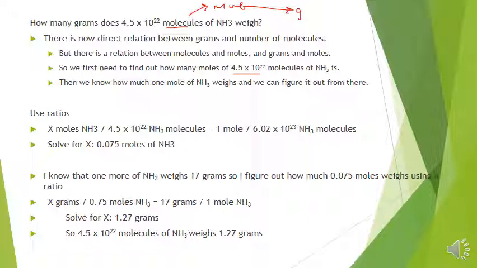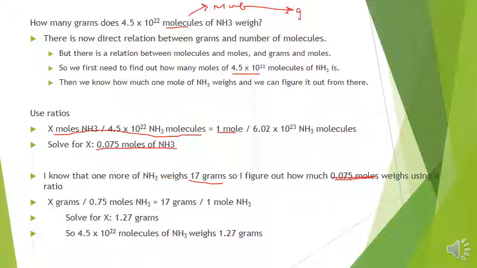First, find out how many moles 4.5 times 10 to the 22nd molecules is. You can just set up a ratio: X moles NH3 per 4.5 times 10 to the 22nd has to equal 1 mole over 6.02 times 10 to the 23rd. When you solve for X, that's 0.075 moles of NH3. Now you can figure out how much that weighs. Each mole weighs 17 grams.